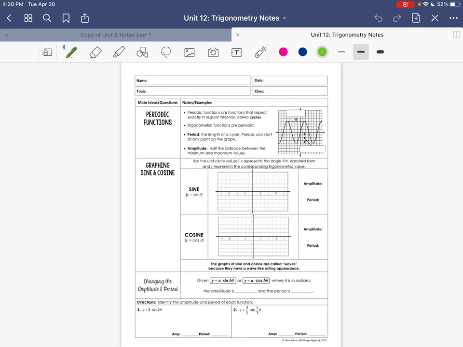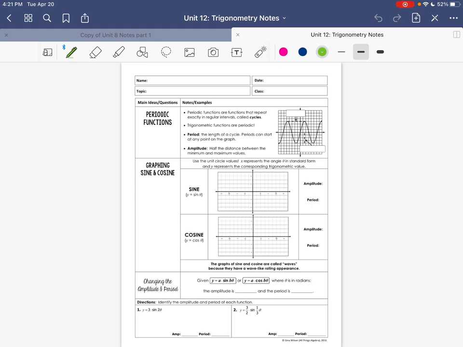In this video, we are going to talk about graphing. We're going to do an intro of graphing trig functions. So first, we're going to talk about some vocabulary. One of the things that you need to understand is that these are periodic functions.